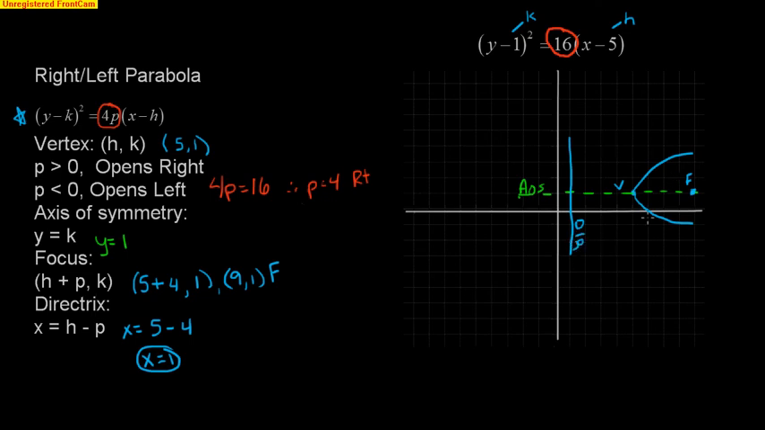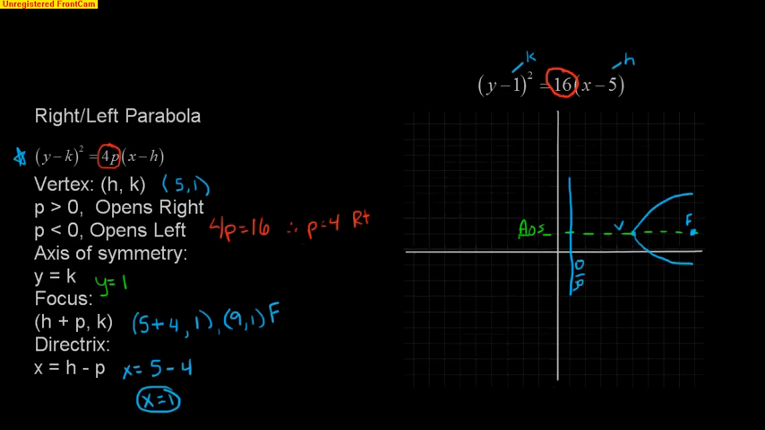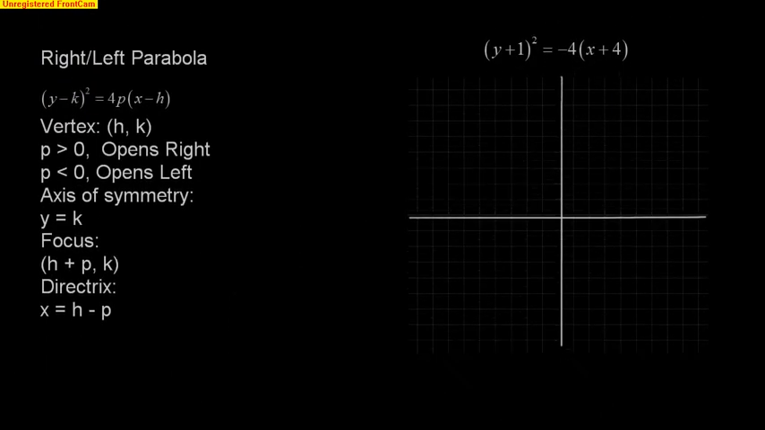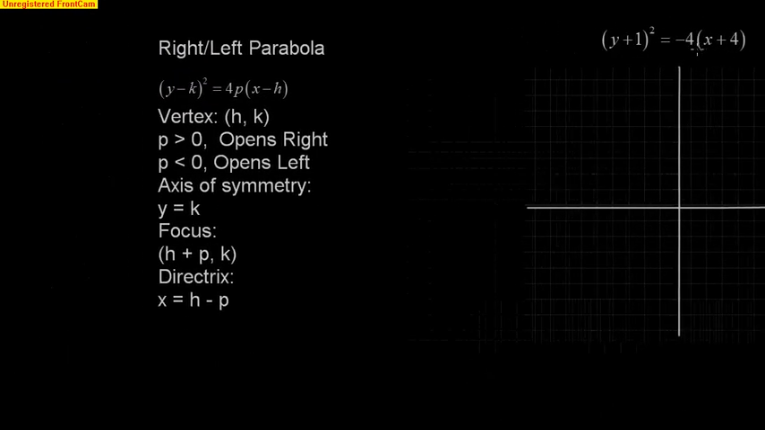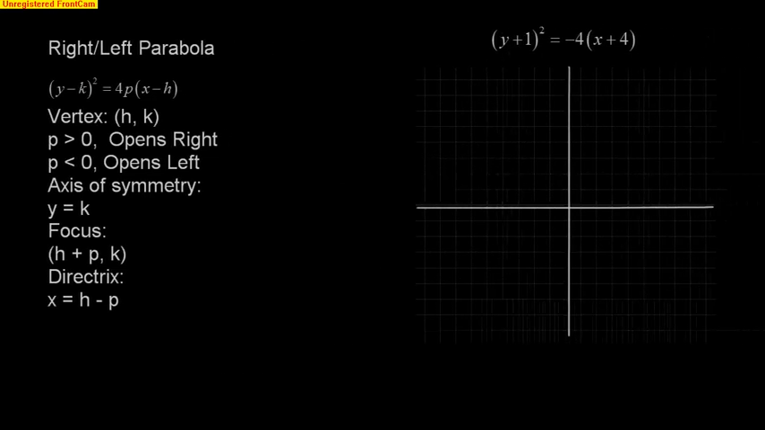Okay, so again, the picture looks the same. It's just rotated now to the right. Notice again, because it's right and left, the Y was first. On the up and down, the X's were first. So let's do the last one here. Okay, so here we go again. We got Y plus 1 squared equals negative 4 times X plus 4 squared.